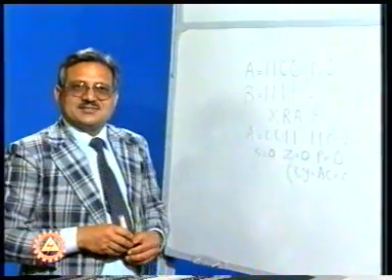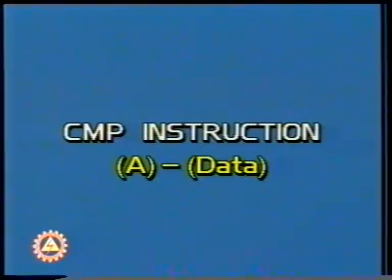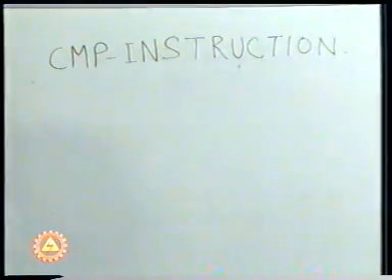Let's now discuss compare instruction. The function of a comparator can be realized in a microprocessor with the help of compare instructions. Here the contents of accumulator are compared with the data byte by subtraction. The flags are affected, but the contents of accumulator are not affected. Like OR and exclusive OR, this too has three variations.